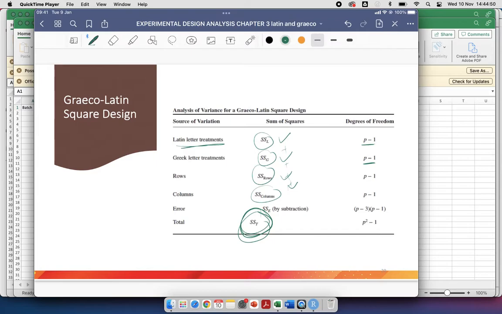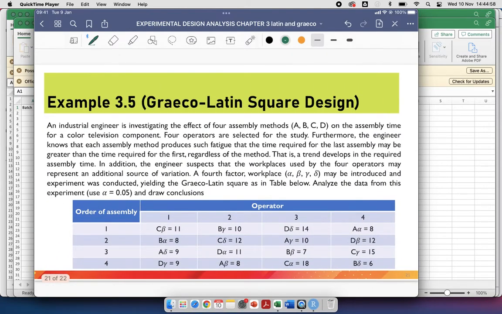So, you have to know the ANOVA table for the Graeco-Latin square. This is given by R, based on our example just now. In the example just now we have the operator and the order of assembly, we have assembly methods A, B, C, D, and we have workplaces alpha, beta, gamma, delta. So, analyze the data from this experiment. Use alpha 0.05 and draw your conclusion.